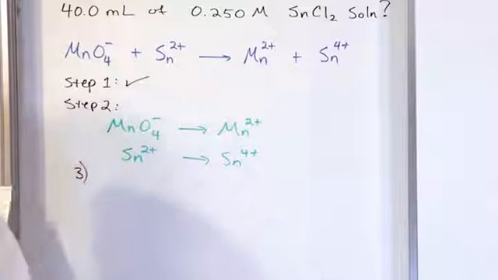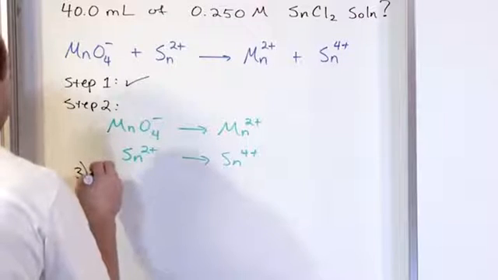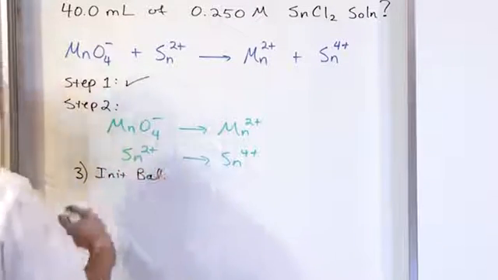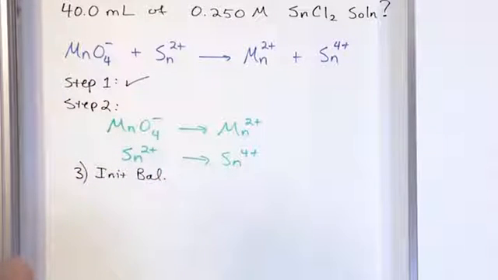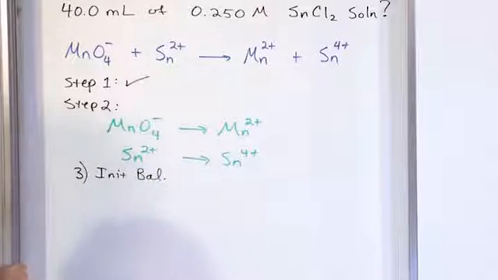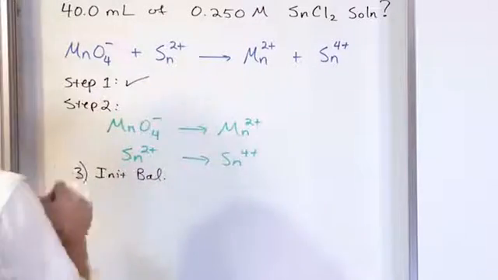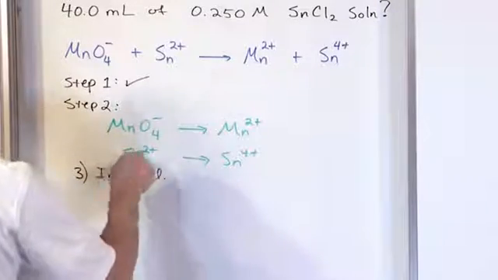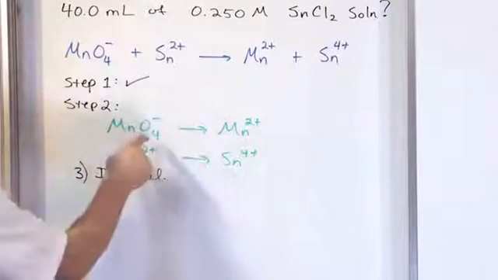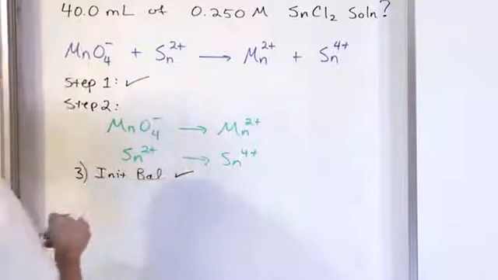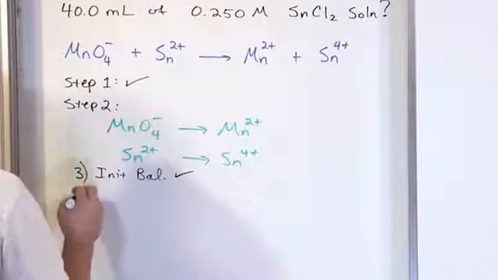So step 3 is what we call the initial balancing, which is kind of shorthand. I've written it down many, many times, but what we've been meaning when we talk about step 3 is balancing everything except for hydrogen and oxygen. So the manganese is balanced with the manganese, the tin is balanced with the tin. The only other thing I have here is the oxygen, so I don't need to mess with it now. Step 3 is complete.